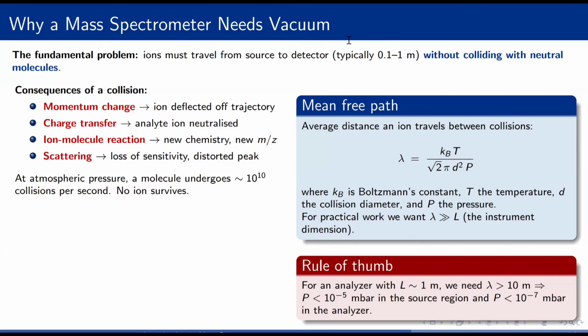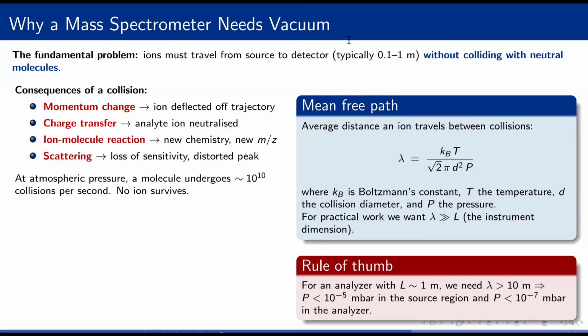Second, the collision might transfer the ion's charge to the neutral. Now our ion is neutral and we can't detect it. Third, the collision might involve chemistry. Ion-molecule reactions produce new species at new mass-to-charge ratio values. We get artifacts in the spectrum. Fourth, even glancing collisions scatter ions off axis. We lose signal. At atmospheric pressure, these collisions happen about 10 billion times per second per molecule. No ion survives even a nanosecond-scale journey. So we need a vacuum.